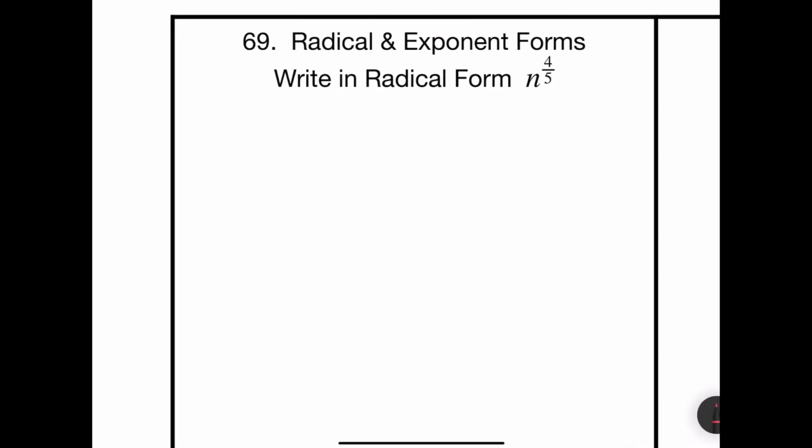Problem number 69 is radical and exponent forms. It says write in radical form n to the 4/5. So I have n to the 4/5 as a fractional exponent, and I want to write that with a radical. Again, I'm going to raise the root. So n raised to the 4th, and the root would be 5. So my answer would be the 5th root of n to the 4th.